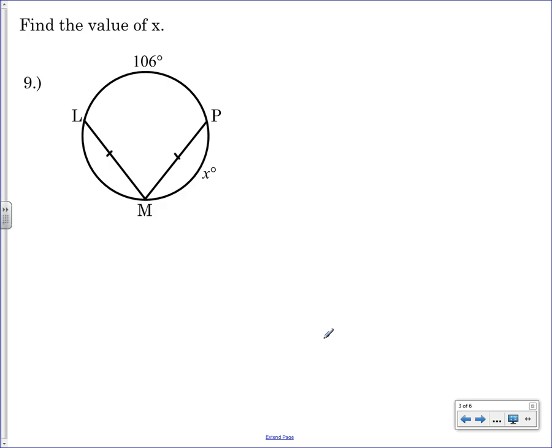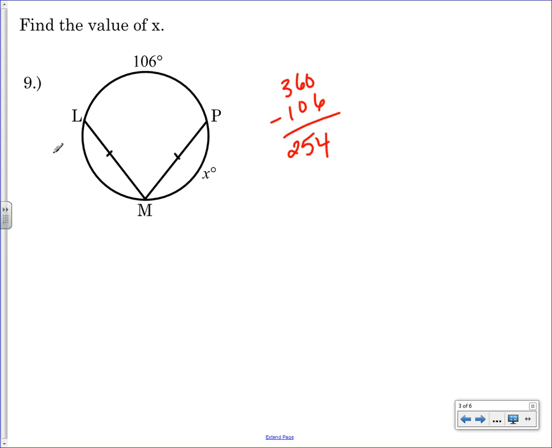Number 9, find the value of x. How many degrees are in a circle? 360. How many am I already using? 106. So what's 360 minus 106? You're going to need your calculator at some point, so you can just get it out now if you'd like. But what is 360 minus 106? 254. So that means this much is 254.